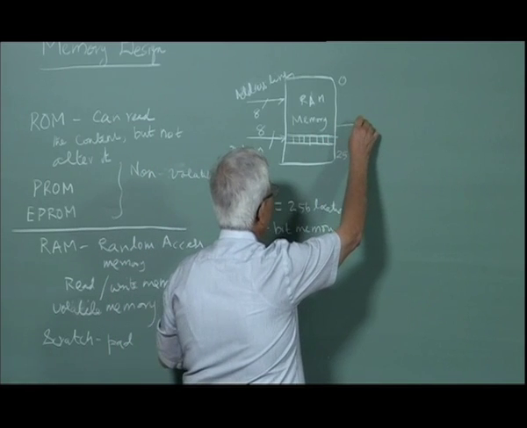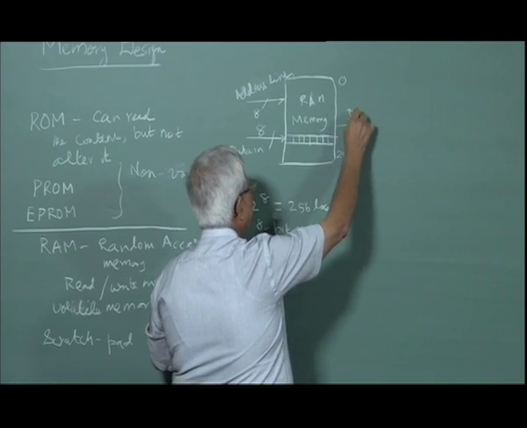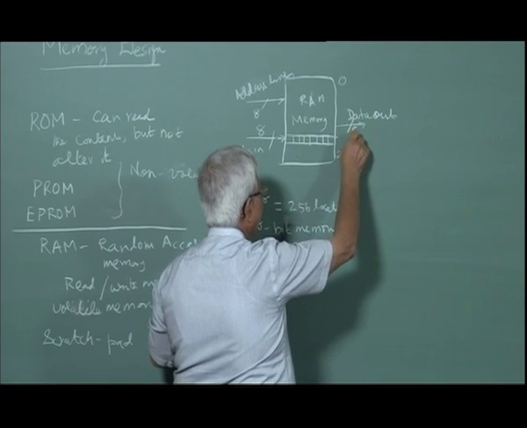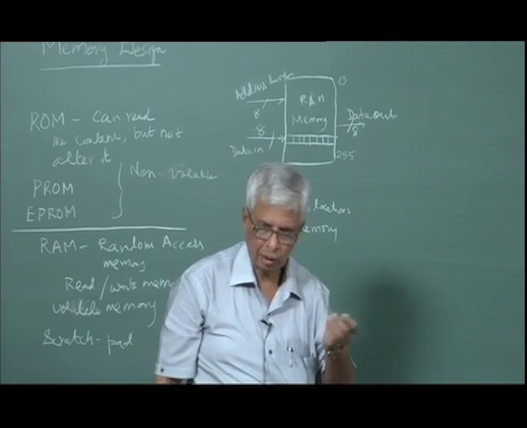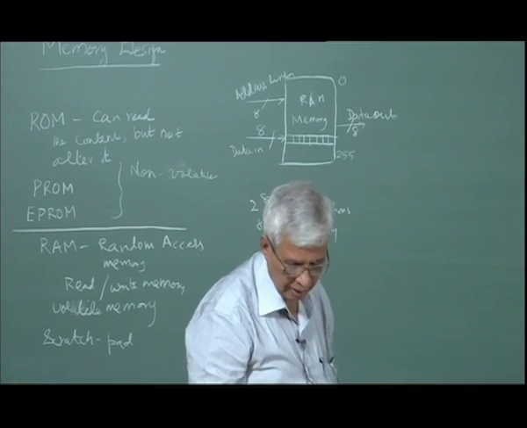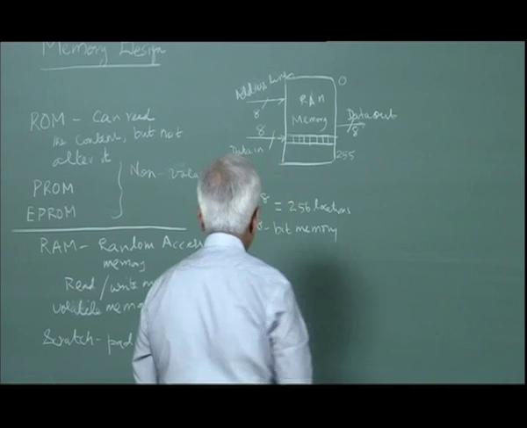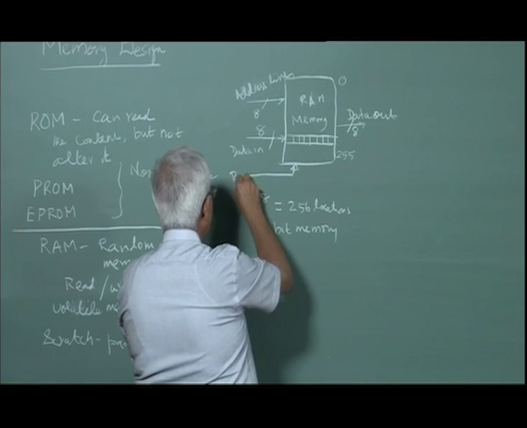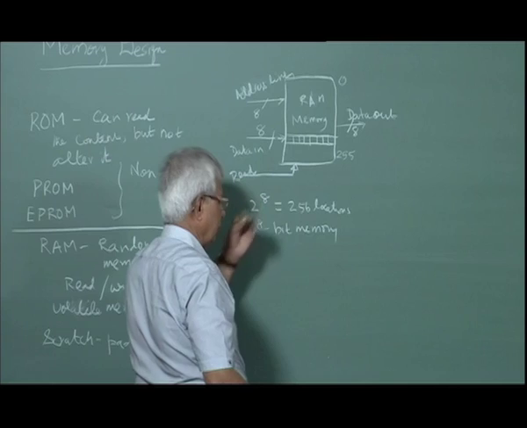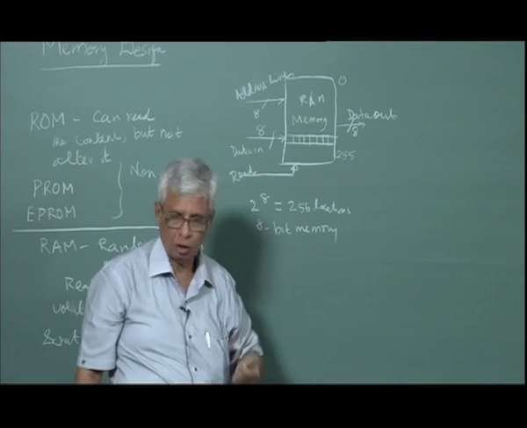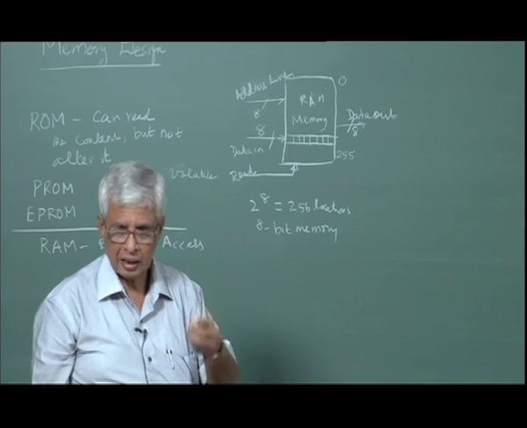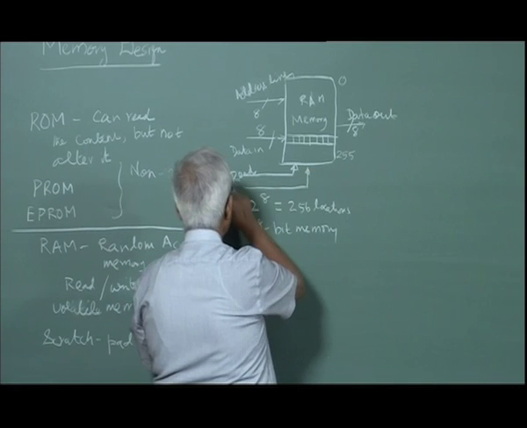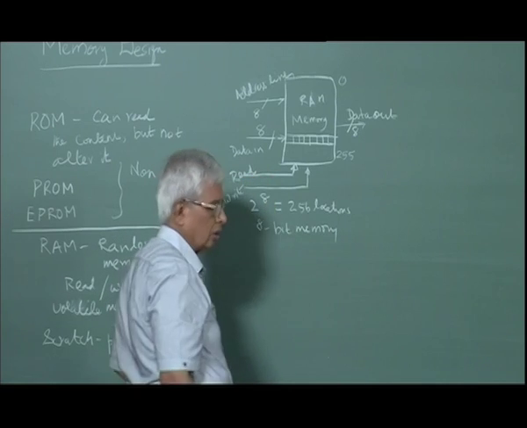Then I should read the data also, because it is a read-write memory. I can write information using data in lines, and I can read information that is stored using data out lines. Then you should know whether we are reading or writing. So I need a line called read write. The memory should know whether I am going to read from one of the stored locations or write or change the content of one of the locations. So this is how a memory is organized.